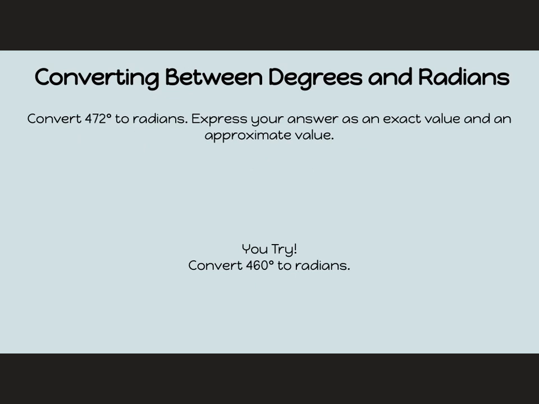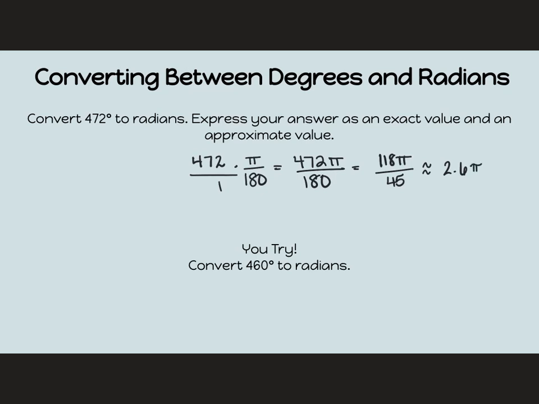I just want to point out, notice that 472 is a really, really big degree value. You just do the exact same thing. You take 472 and you multiply it by pi over 180 to switch it to radians. Even though it's a large value, you're doing the exact same thing. It looks like the simplified fraction would be 118 pi over 45. It's kind of a weird value, and the approximate would be about 2.6 pi. We'll go ahead and skip this part here. It would be the same process.